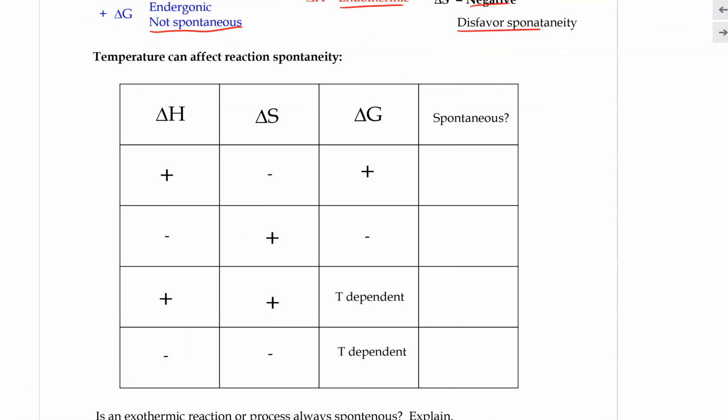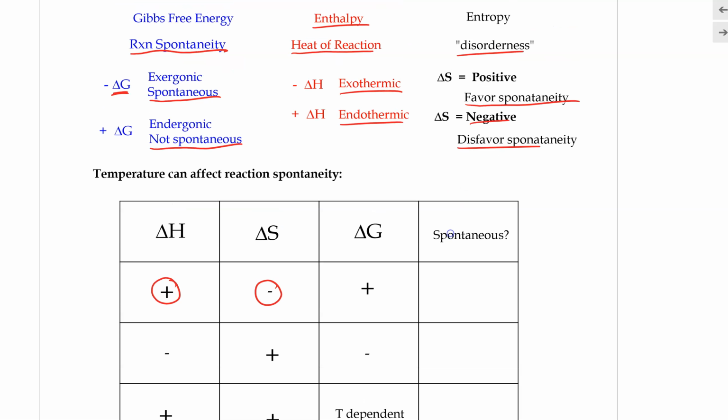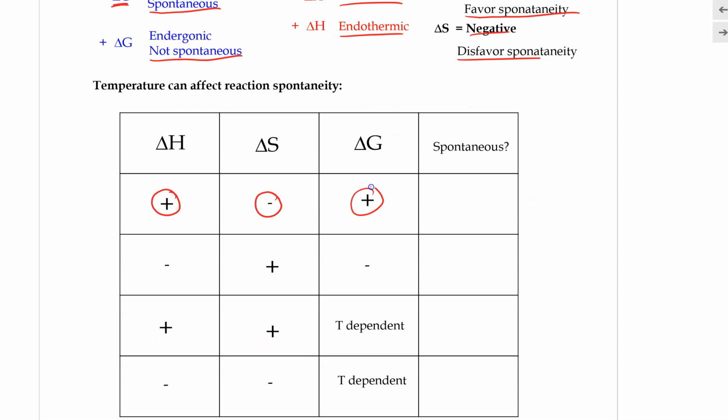Now let's consider different cases, and let us determine whether the process will be spontaneous or not. If we have a process where delta H is a positive value, meaning this is an endothermic process requiring heat, and delta S is negative, meaning the reaction is not becoming more but basically less disordered, then when we factor all of this together, delta G would be positive. And if delta G is positive, this would not be a spontaneous process.